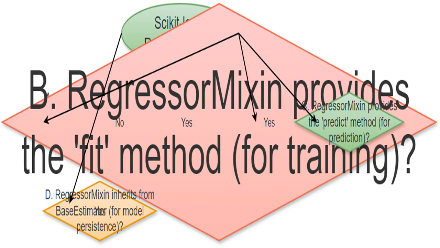Correct. The RegressorMixin gives us the FIT method. Think of FIT as the training step. We give it data, and it learns the patterns.